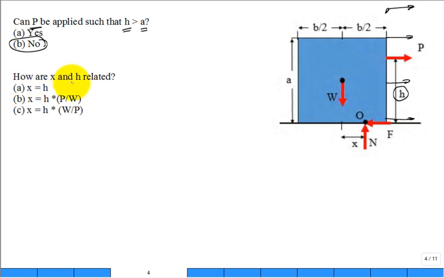How are h and x related? Hey, we just did that, didn't we? So which one is the correct answer? B. Yeah. And how did that come about? Equilibrium for the free body diagram of our block, where we're considering the sum of the moments about any point. Pick point O, and there you go.